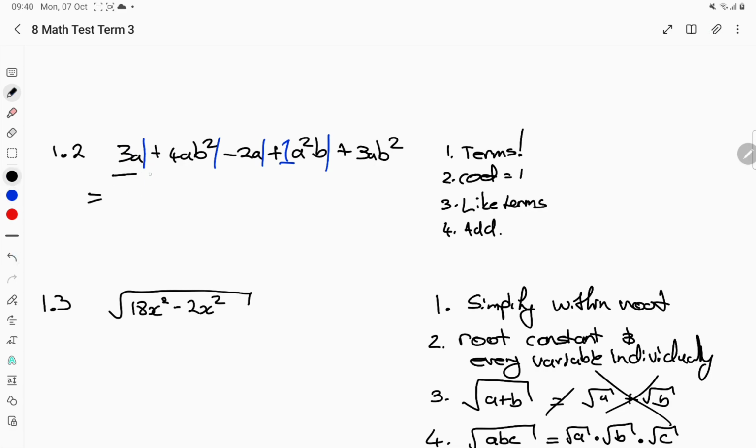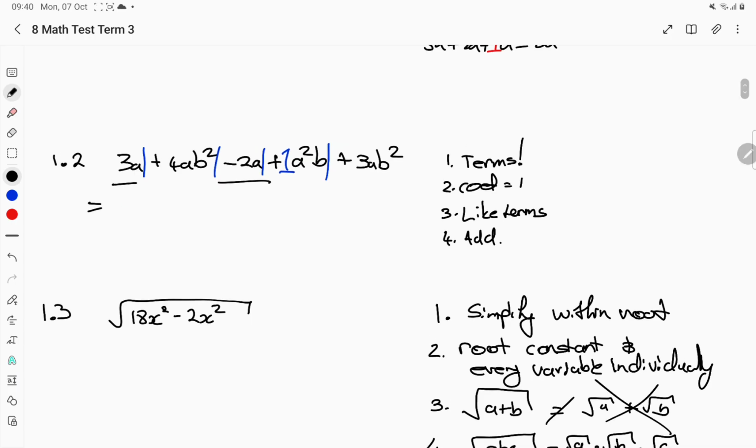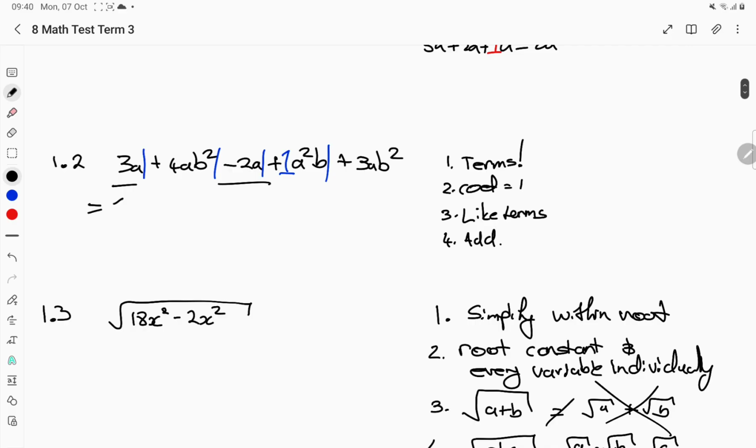All right, so 3a and negative 2a are like terms. So we say 3a minus 2a, like we saw earlier. 3 apples minus 2 apples is just going to be 1 apple. The next one we look at is the 4ab squared. Is there any other term that is an ab squared? We did these two already. There's a squared b, but that's not an ab squared, is it? So we can't add that one. But we can add this one. So 4ab squared plus 3ab squared are like terms. So we can say 4 plus 3, which is 7ab squared.